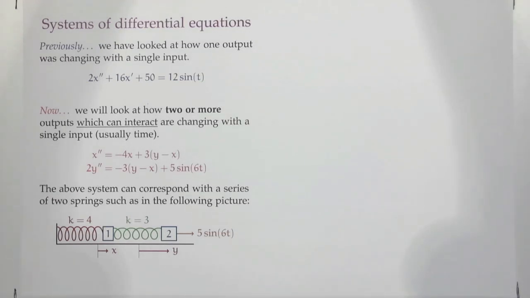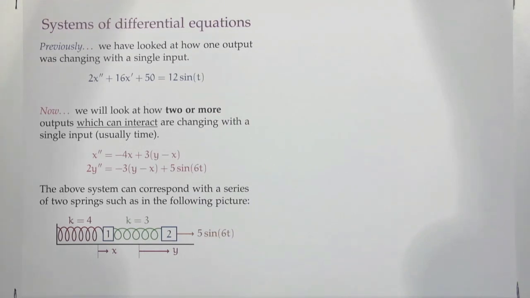So we have this system of equations. X double prime equals minus 4x plus 3 times y minus x, and 2y double prime equals negative 3 times y minus x plus 5 sine of 6t. And the claim is this actually represents something that's not that unusual. Namely, it's 2 springs put together. So we have some sort of location where we're attaching the first spring. It attaches to our first object, which has weight 1. Then there's a second spring here, which attaches to our second object, which has weight 2. And then, of course, there's some sort of external force acting on this.